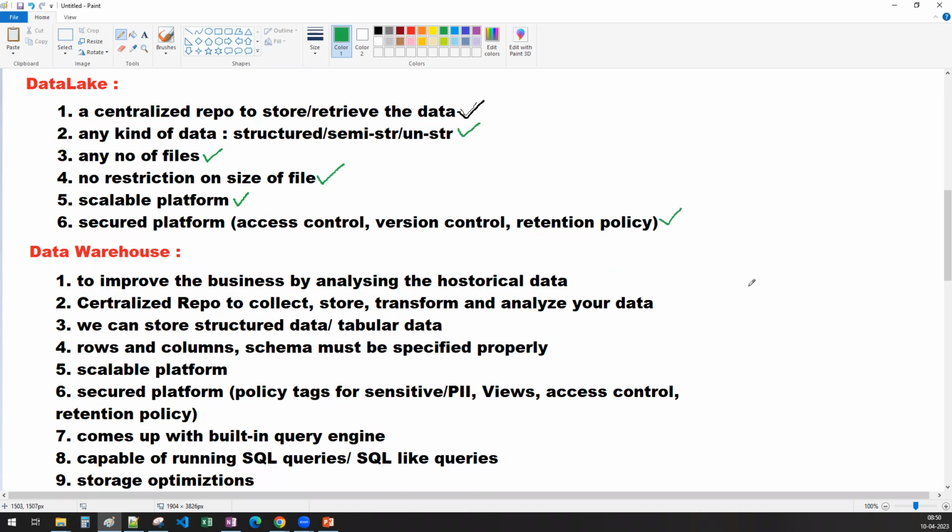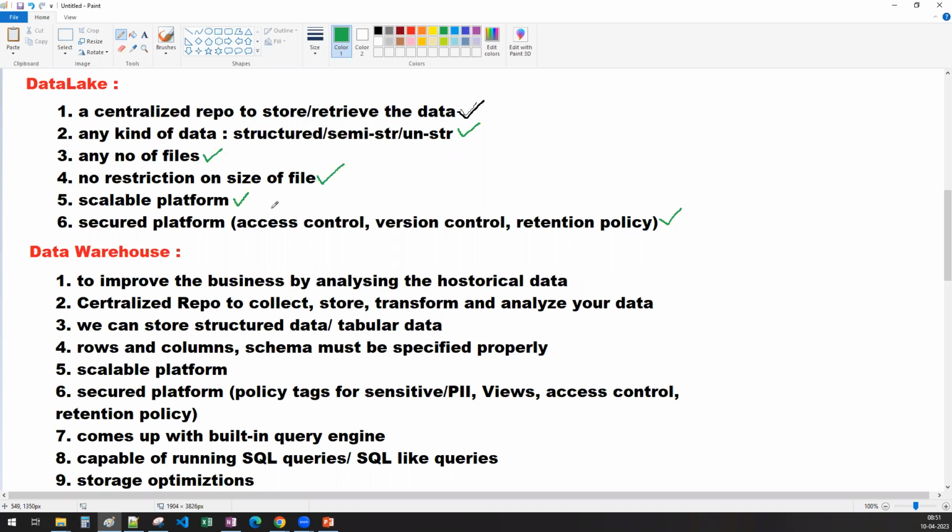So what is the data lake, sir? A data lake is a centralized repository where you store data coming from multiple data sources according to your business requirement. Any amount of data, any kind of data, and files of any format can be stored here. When I say file format, it can be CSV, Parquet, Avro, JSON, anything. Any number of files can be stored, with no restriction on the file size.